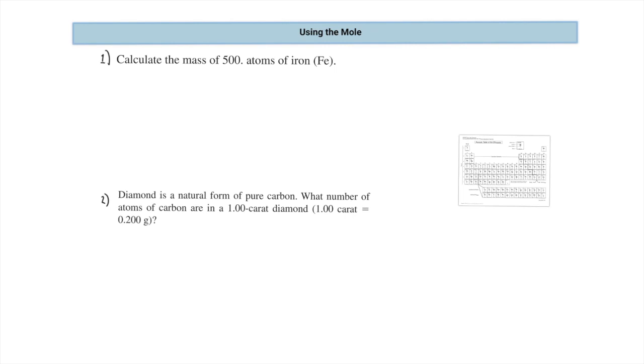So here in our next problem, you see I've taken away our conversion factors because we need to try to memorize them. Our first problem here wants us to calculate the mass of 500. atoms of iron. So we want to go from atoms to grams.